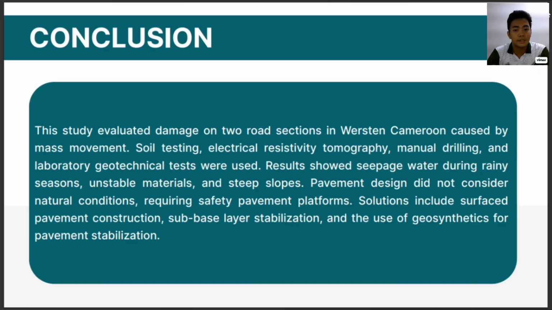And for our conclusion, this study evaluated the damage to two sections of road collapsed by mass movement in West Cameroon using soil testing, electrical resistivity tomography, manual drilling, and laboratory geotechnical tests. Results show that the collapses were caused by seepage water during the rainy season, material nature, and steep slopes of unprotected embankments. The study suggests that pavement design did not consider all natural conditions, and safe pavement platforms must be built or rehabilitated to support future road mass movements. Proposed solutions include surface pavements, construction infill and excavation zones, and stabilization of sub-base layers.